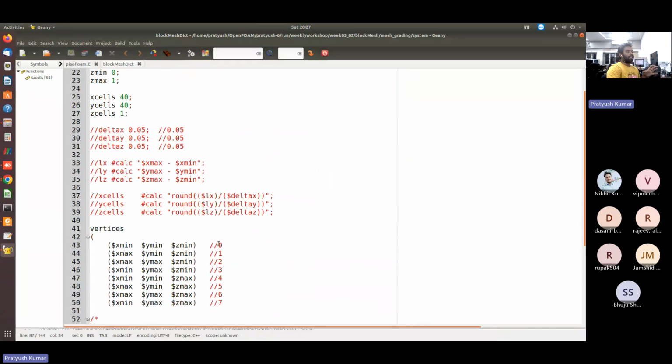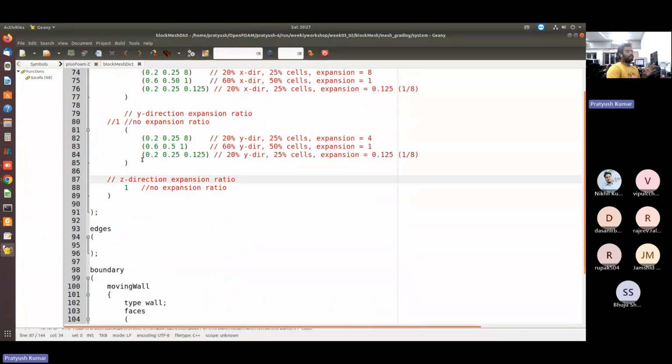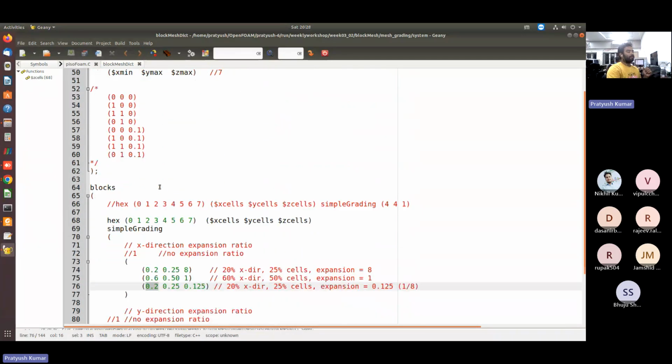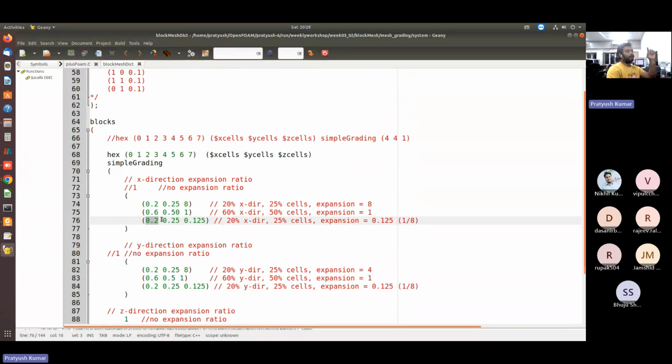Since in z direction I am keeping only one cell, I have given no expansion ratio, just the value equal to 1. But in other directions, like the x direction, we want to give the expression. The first value that you are going to specify gives the percentage of cells you are distributing. For example, suppose you want to keep 100 cells in x direction.